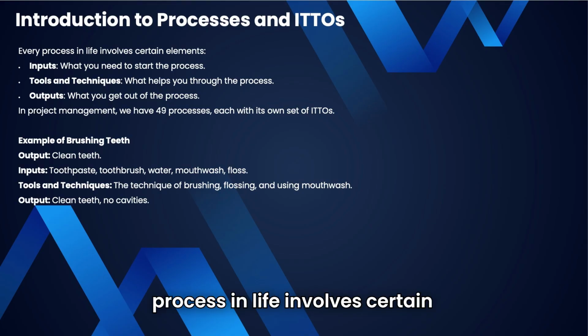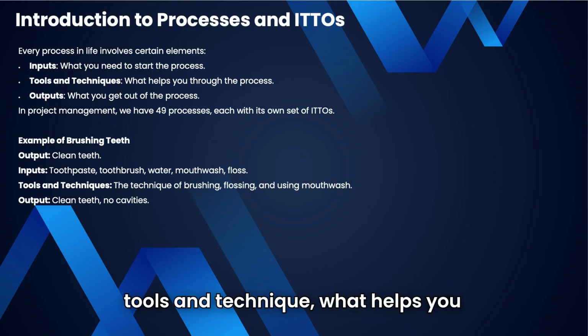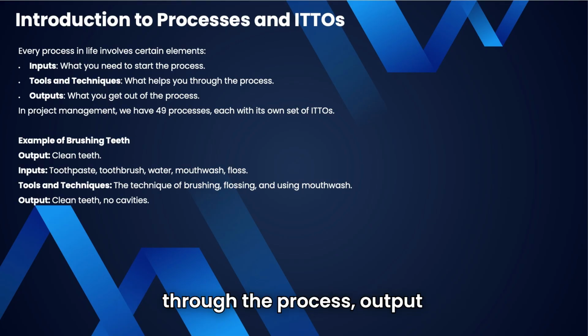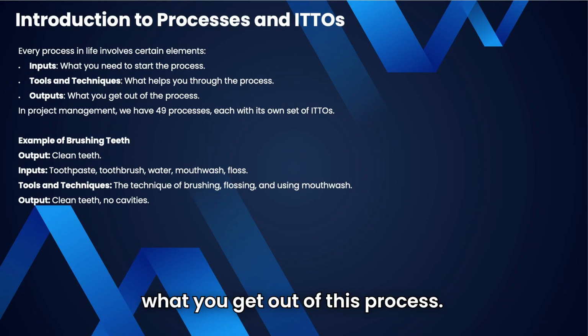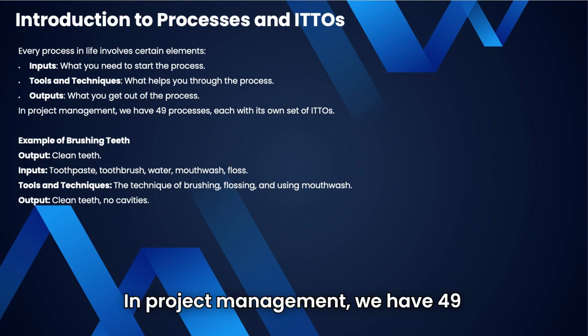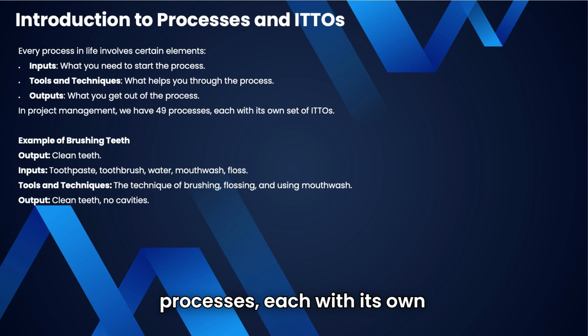Every process in life involves certain elements: input, what you need to start the process; tools and techniques, what helps you through the process; and output, what you get out of this process. In project management, we have 49 processes, each with its own set of ITTOs.